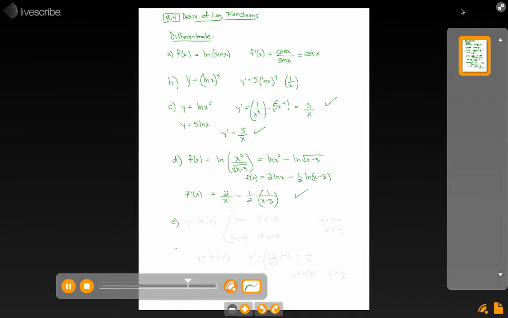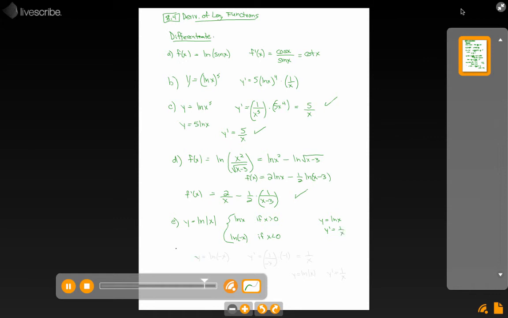The last one I want to take a look at here is y equals the natural log of the absolute value of x. Now if you recall, you can't log negative numbers, or 0 for that matter. So really what we have here is two cases. We either have the situation where if x is positive, you don't do anything to it, and if x is negative, we have to change it by switching the sign. So if I take the derivative of y equals ln x, we already know that the derivative is 1 over x, and we've done that before.